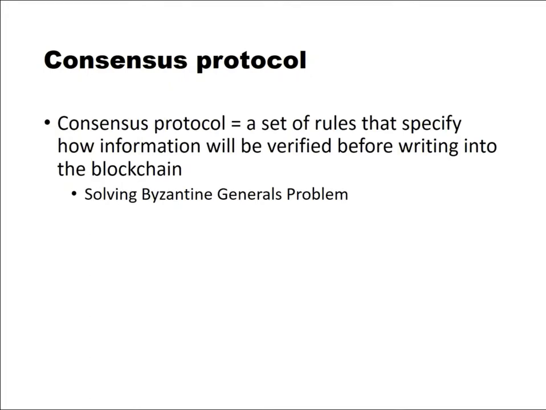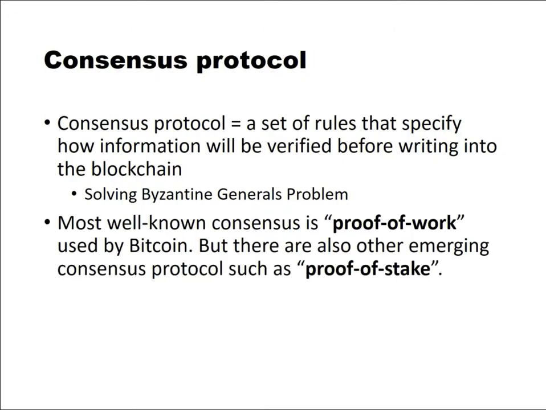Consensus protocols are the key to answer that question. Consensus protocols are a set of rules that specify how information will be verified before writing into the blockchain. The most well-known one is called proof of work. It is a protocol used by Bitcoin. Proof of work has its strength, but it also has weakness too. So other alternative consensus protocols such as proof of stake are also emerging.